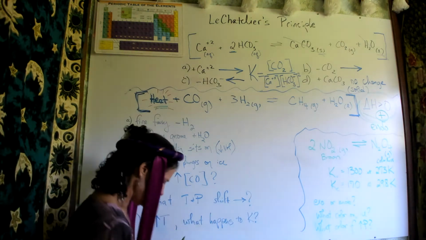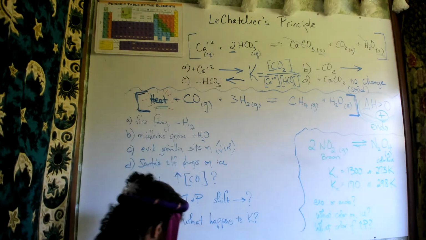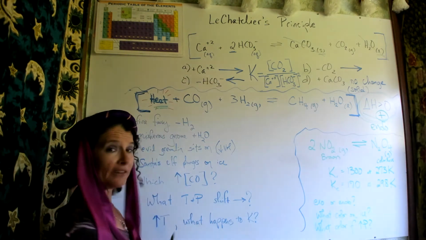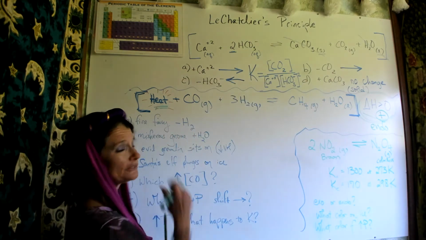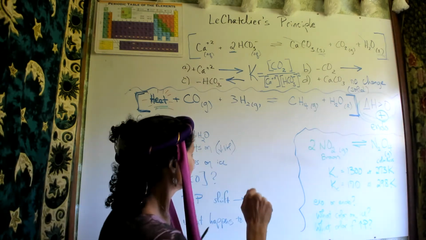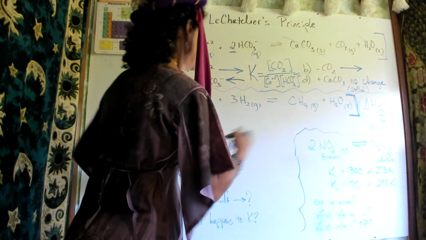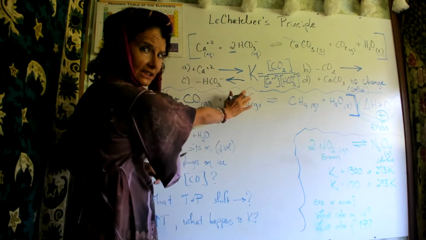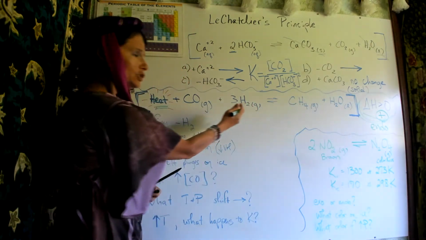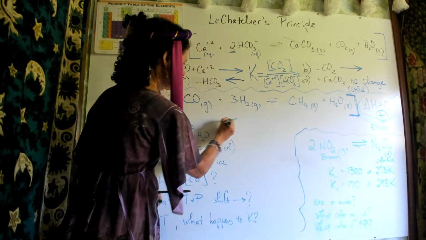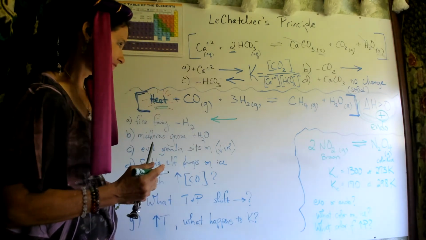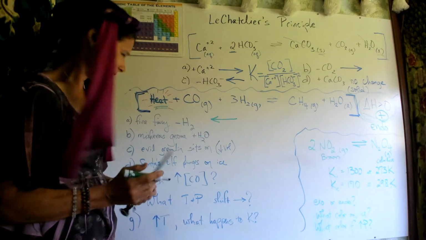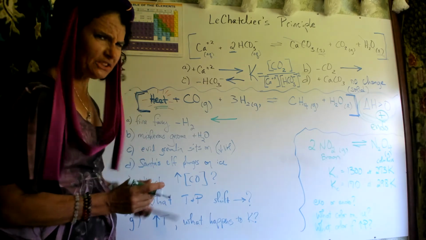And I'm going to use green. All right, so a fine fairy removes the hydrogen. She sucks it out to make some fairy dust. So if we cancel out the hydrogen, it's no longer there. We have to shift to make more. So it's going to shift in the reverse direction to make more. Not too bad.